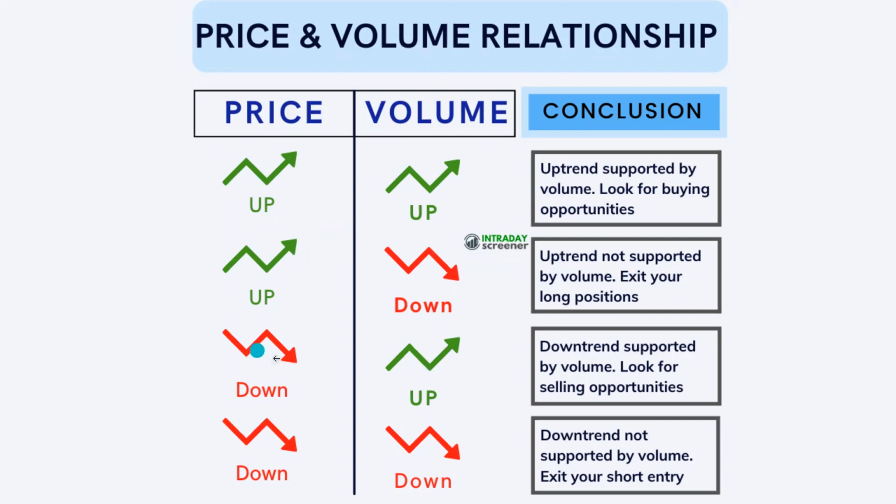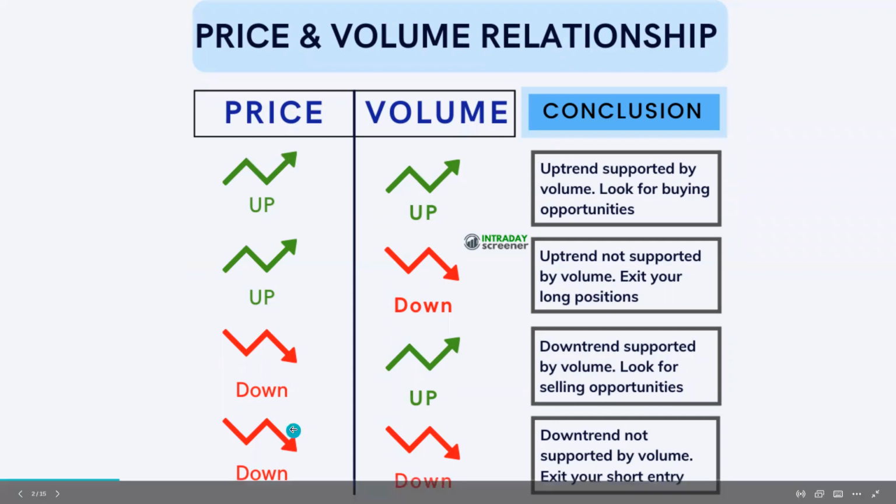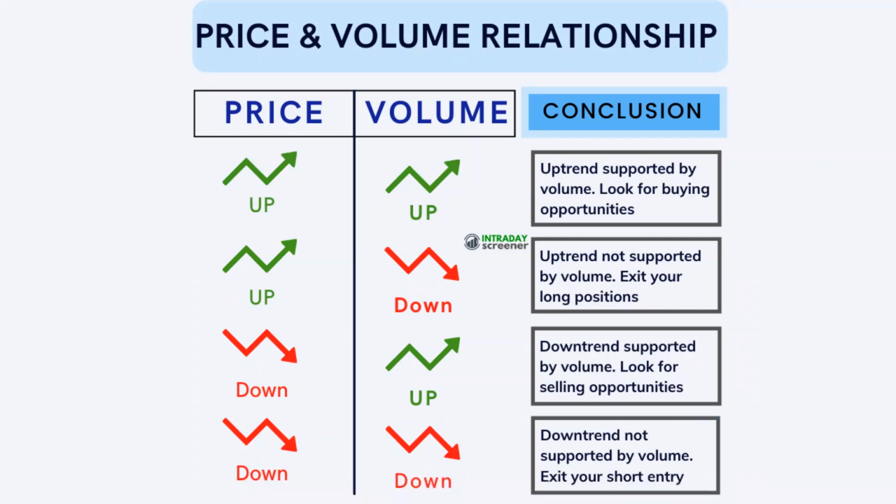Now, if you see price going down and volume going up, then the downtrend is supported by volume, and you look for selling opportunities, whether those are shorts, or maybe you're trading options and you're looking at some put options, things like that. And if the price is going down, but volume is going down, then the downtrend is not supported by volume, and you want to exit your short entry.